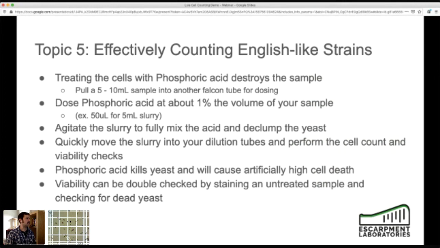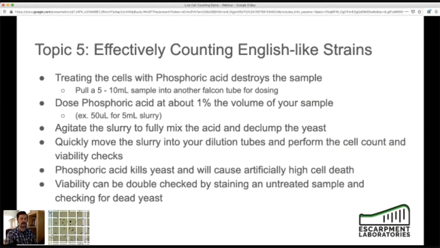Yeah, so I've kind of talked about this already. Agitate the slurry to fully declump it, quickly move the slurry into your dilution tubes, and then perform your cell count and viability checks. Generally, whenever I'm counting Foggy or English-like strains, I'll pull my sample, get it homogenized, and then quickly do my dilutions and load it onto my chamber.